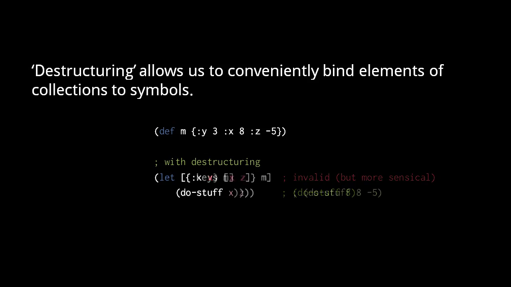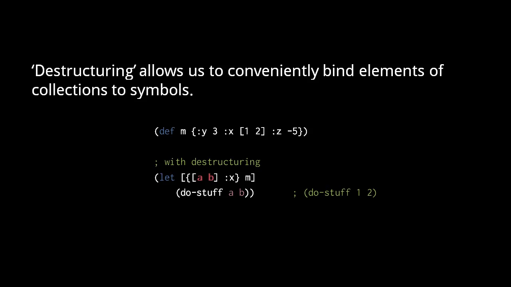For example, the keyword keys in the destructuring map precedes a vector that lists symbols to bind for keywords of the same name. E.g., the symbol x is bound to the value of the keyword x from the provided expression. So, this special syntax spares us from having to write the same words as both symbols and keywords. There are a few other special keywords in destructuring maps, but I won't go into them here.